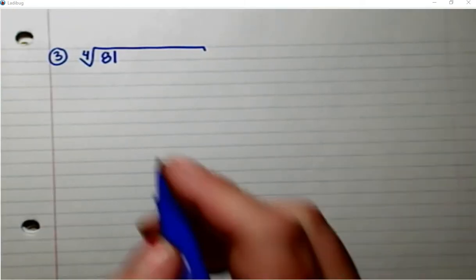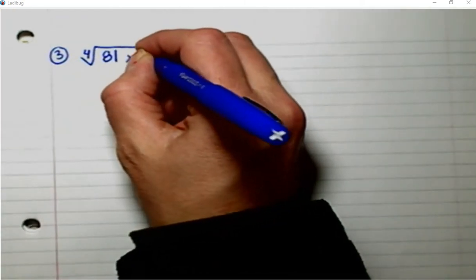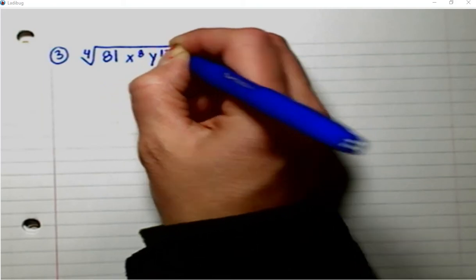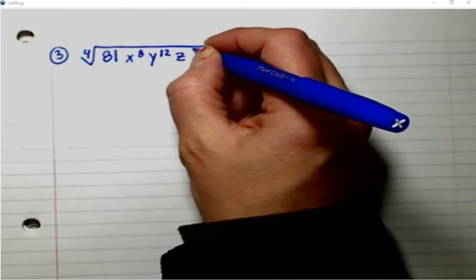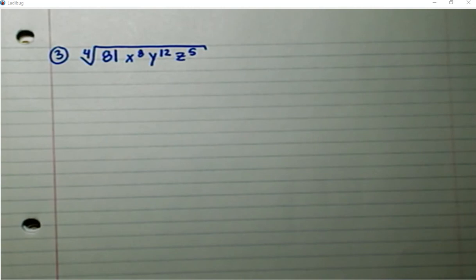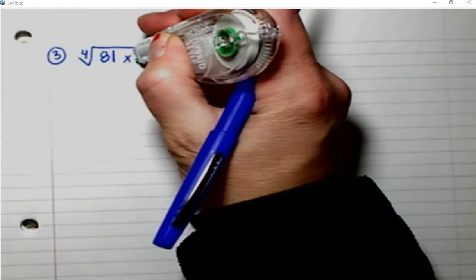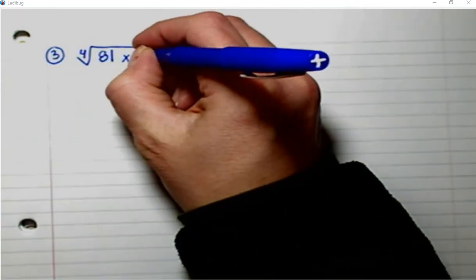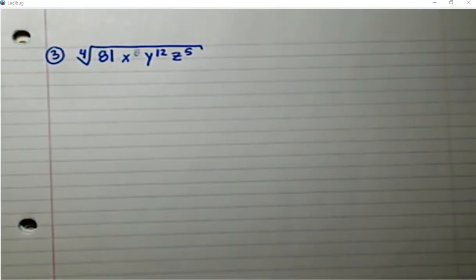So we'll do a 4th root this time of 81, x to the 8th, y to the 12th, and z to the 5th. All right. Just simplify the radical, guys. Just write the answer, then we'll go back and do the absolute value.